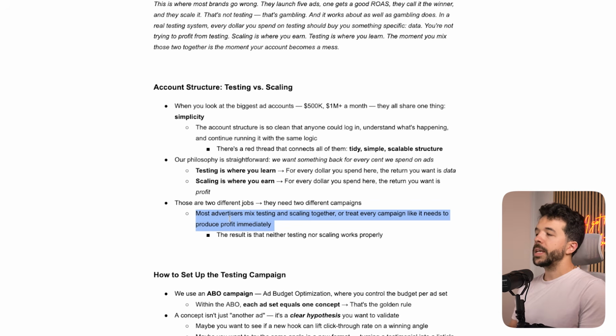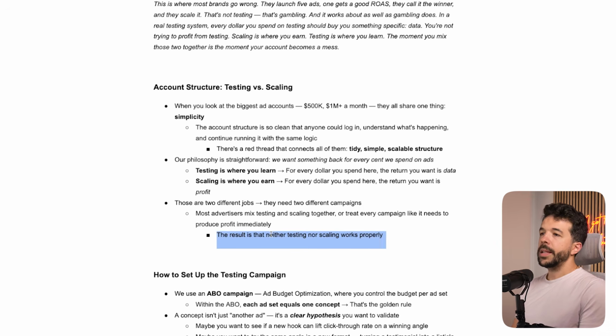Most advertisers sometimes mix testing and scaling together and treat every campaign like it needs to produce profit immediately. The result is that neither testing nor scaling works properly. And that sucks. So I wouldn't recommend doing that.